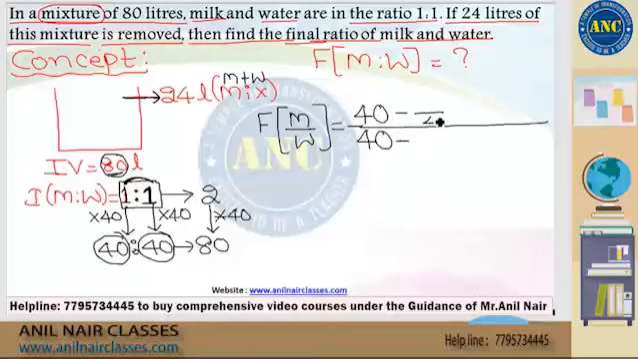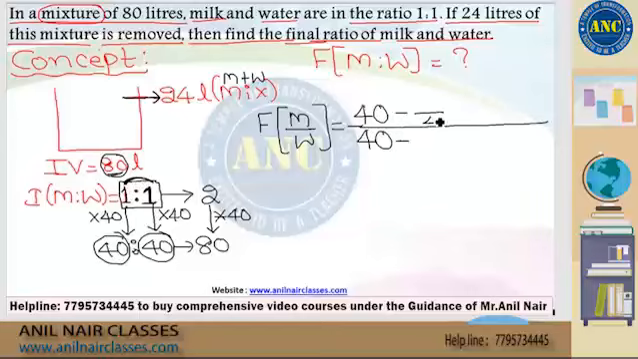Initial volume is 80 liters. Initial ratio of milk and water, suppose I will take it as 3:1. 24 liters of mixture is taken out. Find the final ratio of milk and water. Now, same logic I am implementing once again, sir. Can I say that 24 liters means, first of all, 3 plus 1 is 4. Initially 4 is total, but question says 80.